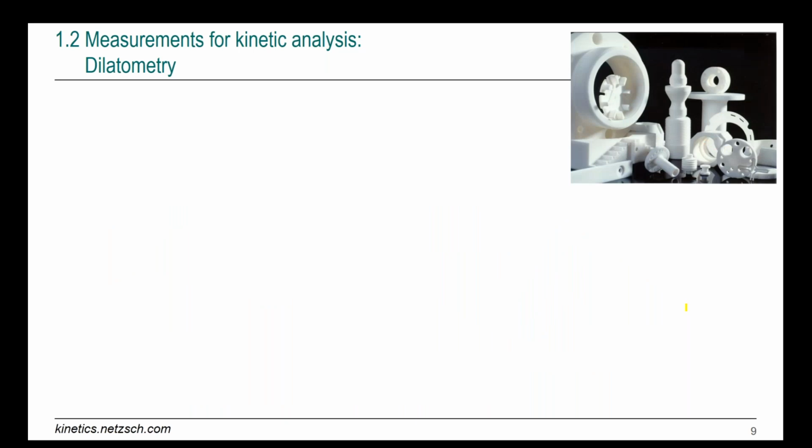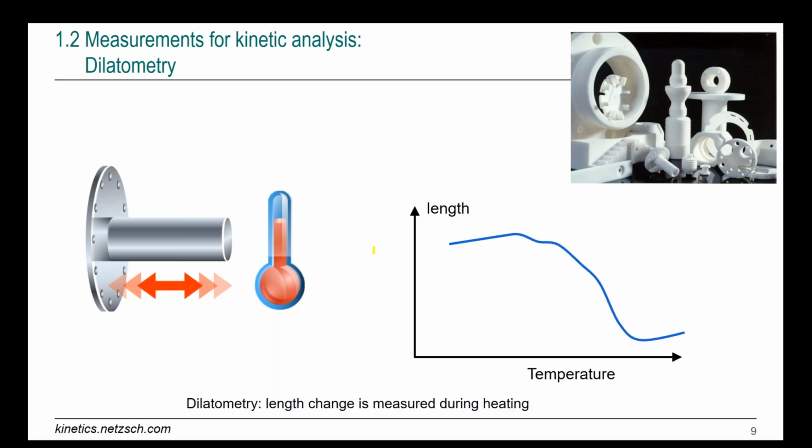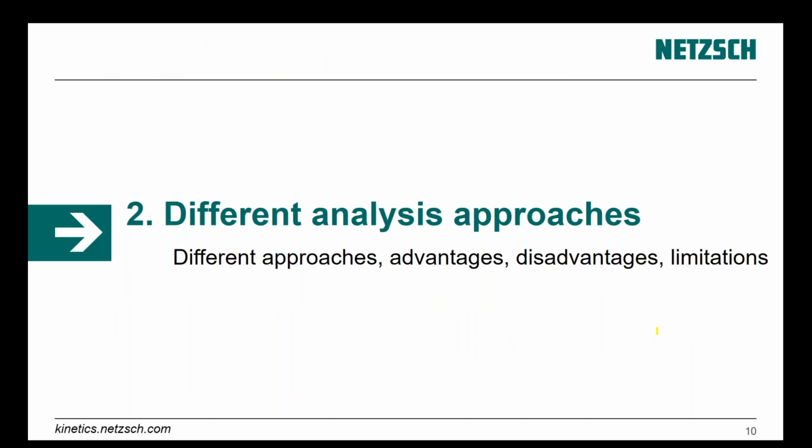If we speak about ceramics, then we measure length change, because during sintering there is some shrinkage of the material, up to 30%. During heating, we have thermal expansion of the initial material, thermal expansion of the product, and some shrinkage during the process. If we make several measurements at different heating rates, then we have several curves. Up to now, we have completely different signals, and we must make some analysis of this. The second part shows how to make analysis of these materials.